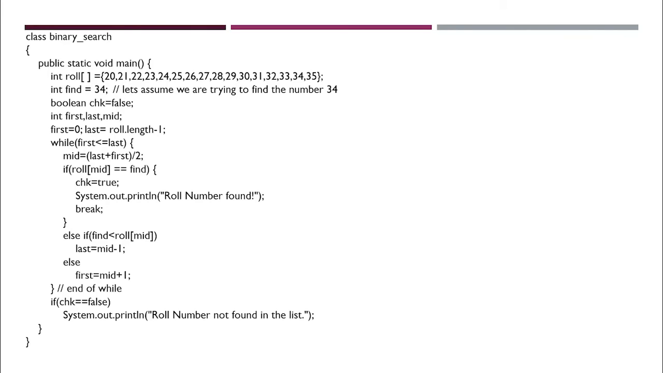Now, if check is equal to false, it means that the roll number was not found. And since in this array it is found, it will print roll number found, and check will be true, so roll number not found in the list won't print.